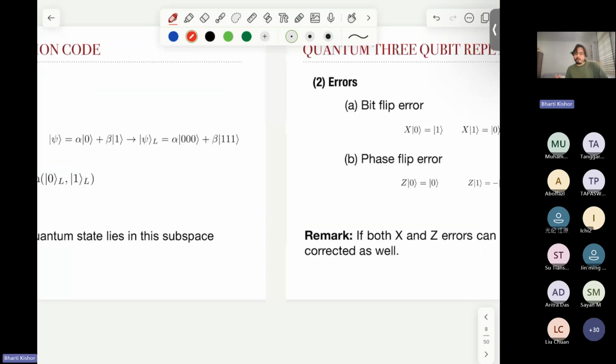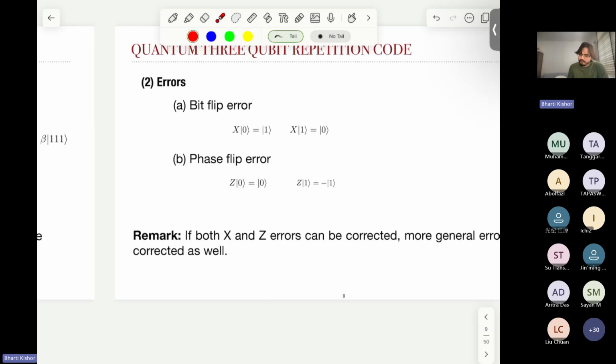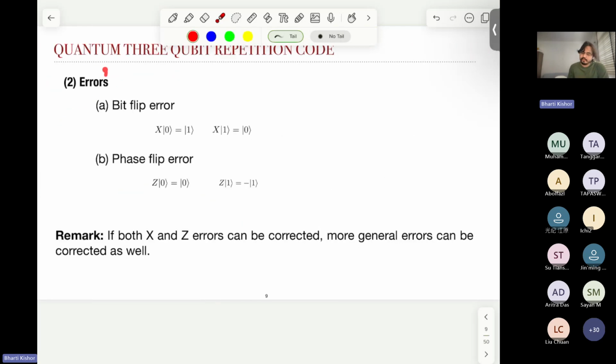So let's just, I mean, we talked about error. In the classical case, similar to that, we talked about code words. Now, similar to the classical case, we need to talk about the notion of error here.